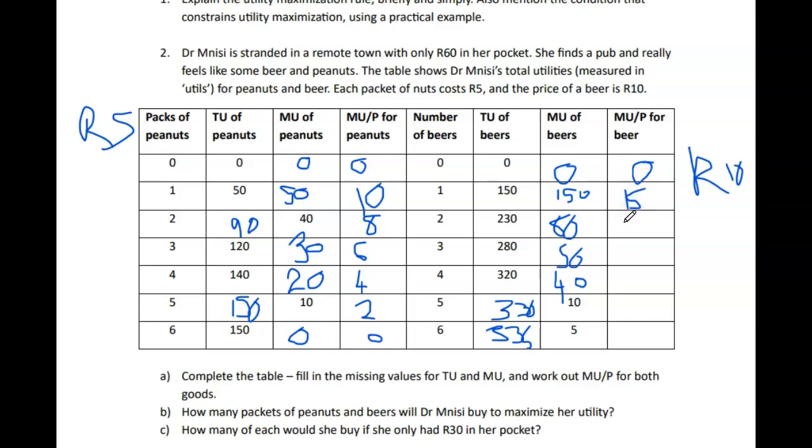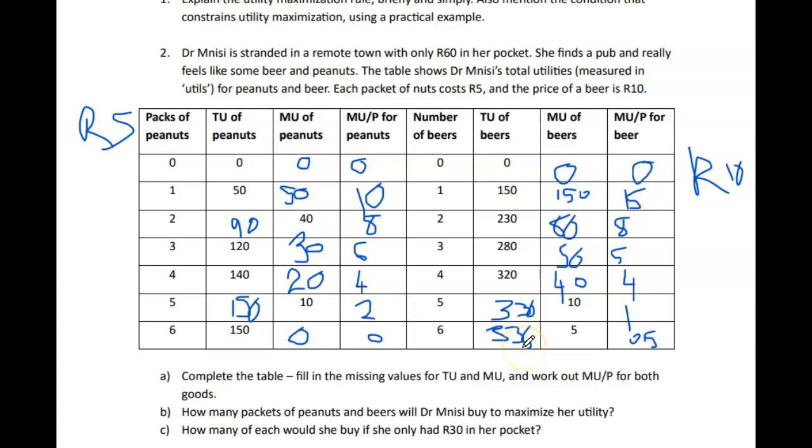80 divided by 10 is 8. 50 divided by 10 is 5. 40 divided by 10 is 4. 10 divided by 10 is 1. And then 5 divided by 10 is 0.5. Okay, now we can go through the questions.